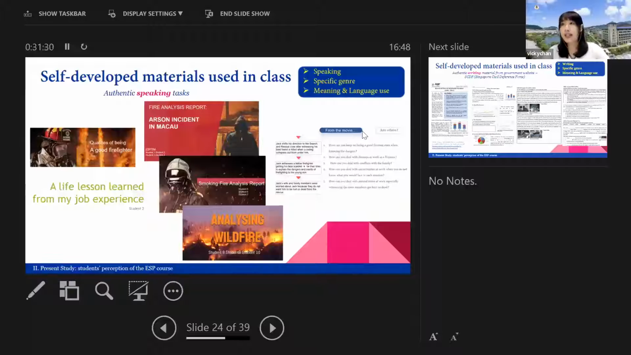And then on the right-hand side, the last project that they work on would be more generic, but again, focusing on their job, like how they handle dismays or conflicts or uncertainties or mental stress at work as a firefighter. They have to provide some suggestions and advice to their classmates.